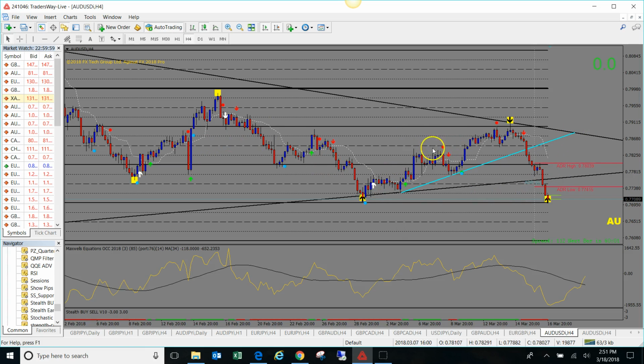And on the 4-hour, you can even create a little channel there. I mean, these aren't going to be perfect because it's just the MT4. And you can see how price has been respecting that channel. And then it finally broke right here. It didn't even really hesitate at the daily trend line. It just blew past that as well. So that's really some heavy bearish momentum right there.